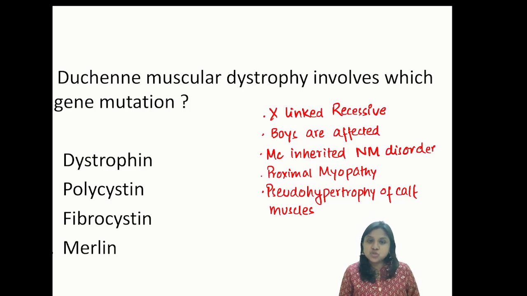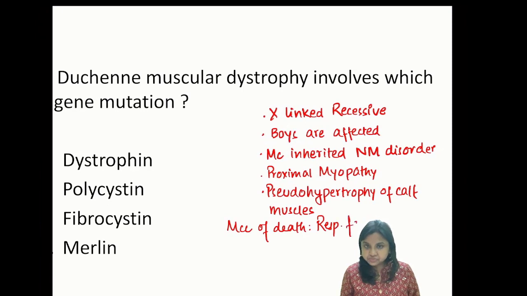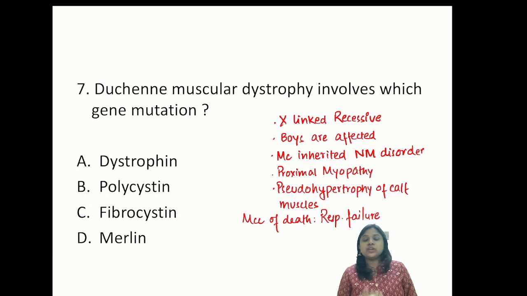Okay, and the most common cause of death is respiratory insufficiency or respiratory failure. Okay. So it involves which gene mutation? This dystrophin. The rest are not anywhere related with the Duchenne muscular dystrophy.